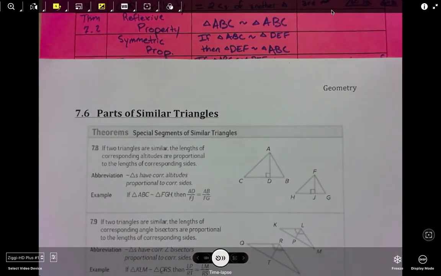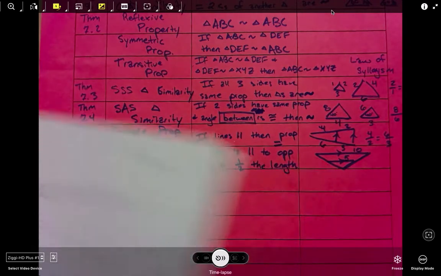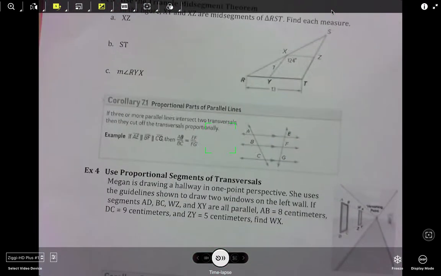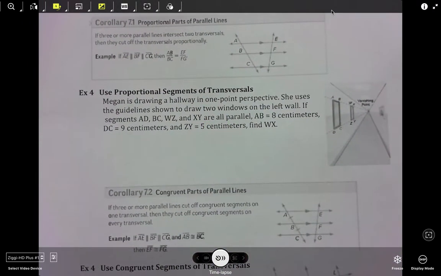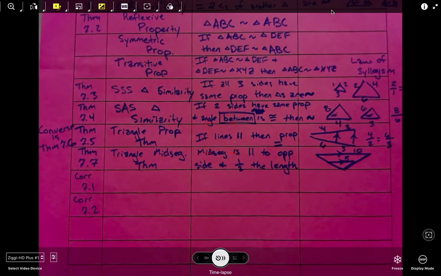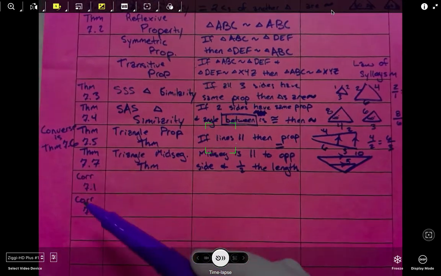This is Geometry Section 7.6, parts of similar triangles. We do have a couple corollaries from Section 7.5 that we need to write down on your theorem sheet. So corollary 7.1 and 7.2, we've got to write those down on your theorem sheet before we move on. I went ahead and put them here.